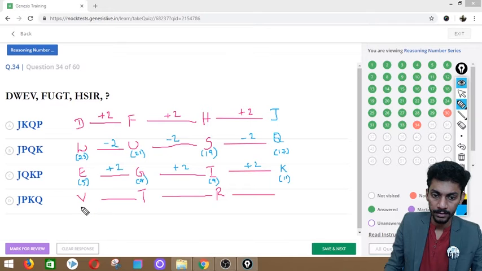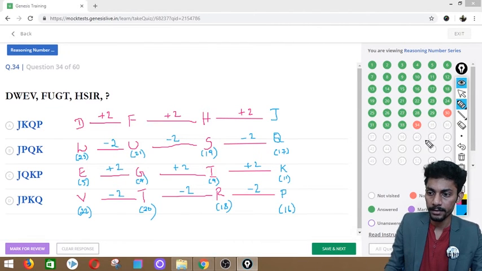Here V, 22nd letter, 20th letter, 18th letter, so it is decreasing by minus 2, minus 2, minus 2, which will be the 16th letter, that is P. So what's the answer? J, Q, K and P.